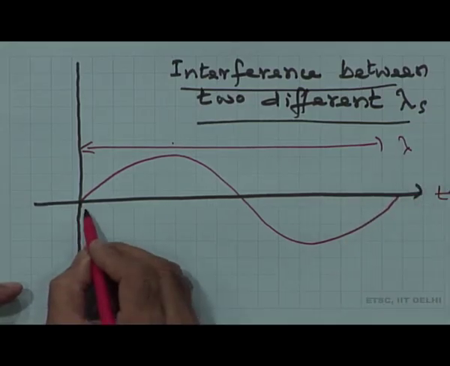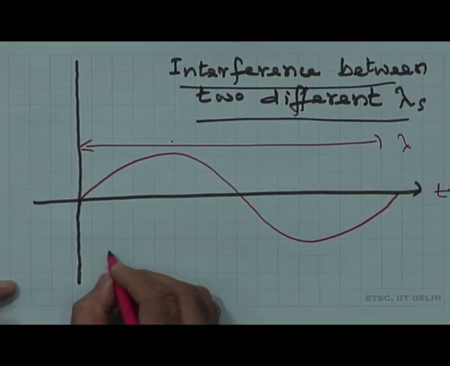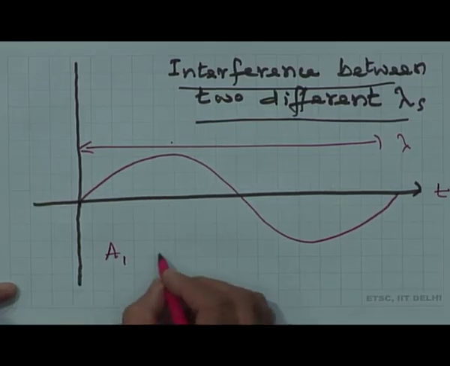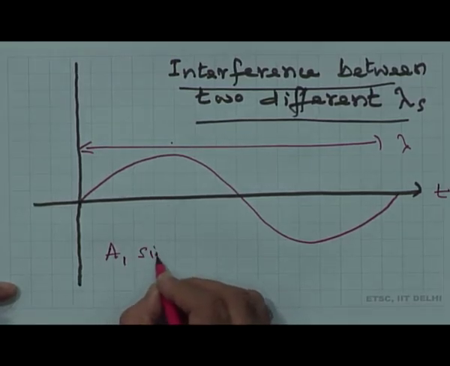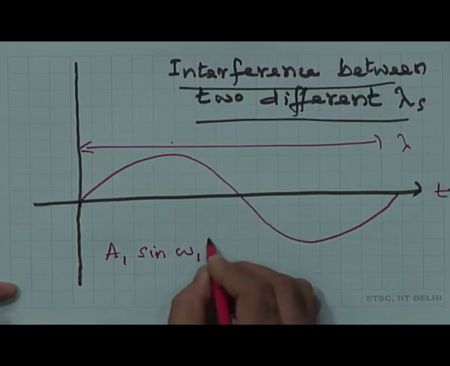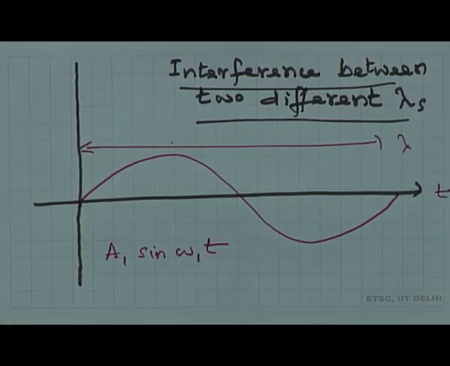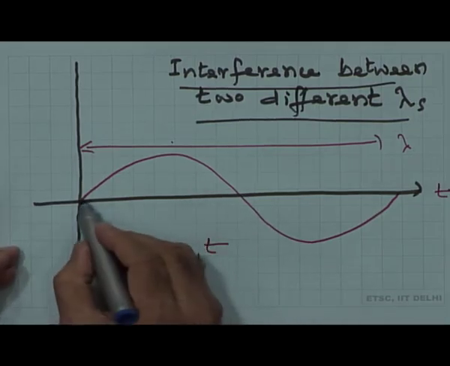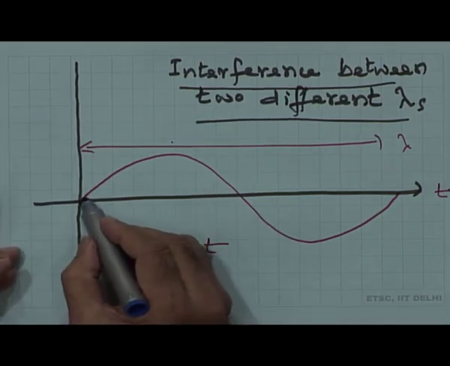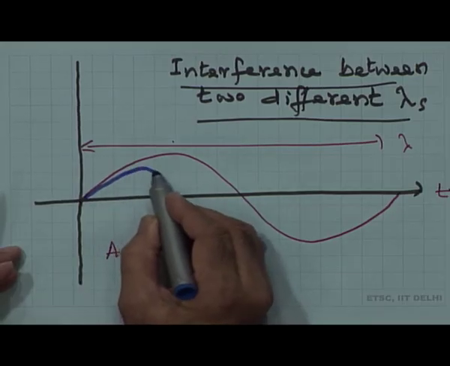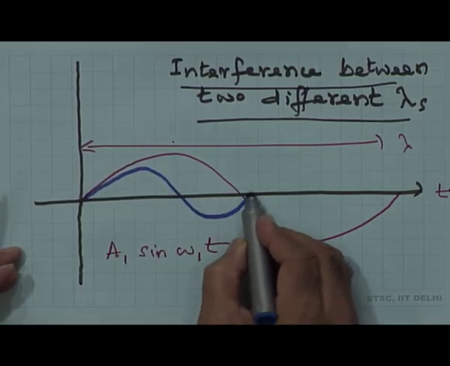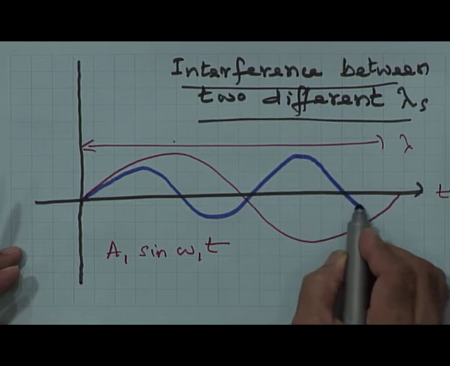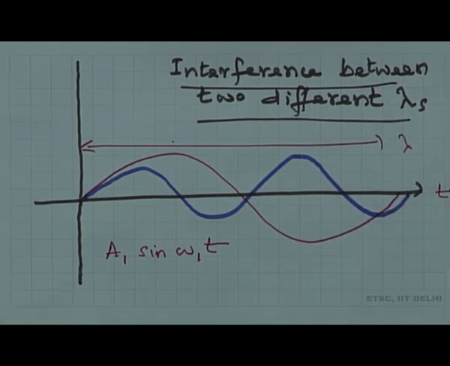So, the phase here, if I write this as an amplitude A1 into sine omega 1 t for the red one, and for the blue one, this will vary more rapidly. We know that blue varies more rapidly because the wavelength is smaller, it will vary like this.